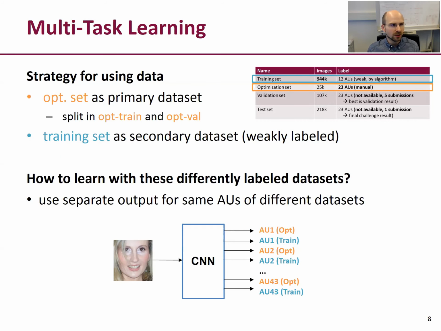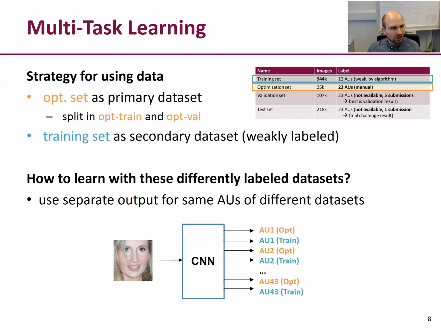One of the key concepts of our approach is that we use a specific multitask learning. This involves a special strategy for using the data. As mentioned before, there are a training set and an optimization set provided by the organizers. The optimization set is used as a primary data set in our approach, and the training set is used as a secondary data set because it's weakly labeled. The optimization set is split into a training and a validation part, which are called opt-train and opt-val.